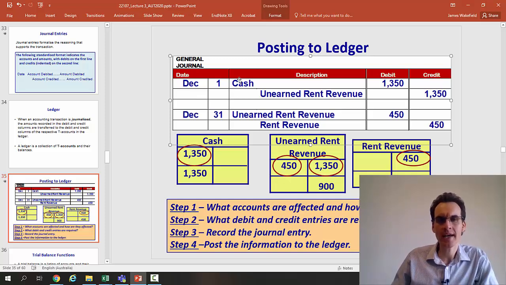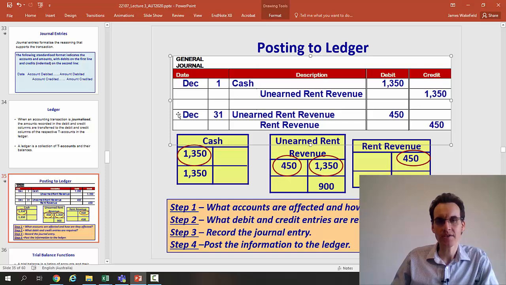So there's two accounts affected in the December 1 transaction. Cash increases by $1,350. So we debit the cash side of the cash account by $1,350. And unearned rent revenue increases by $1,350. So we credit the unearned rent revenue account by that $1,350, right? Remember, to increase a liability account, you credit.